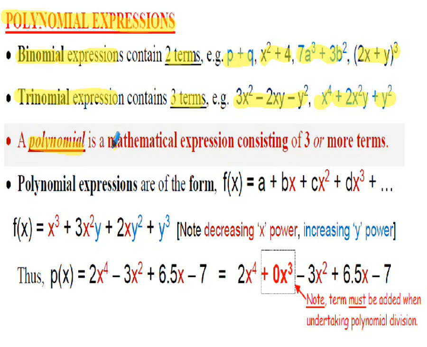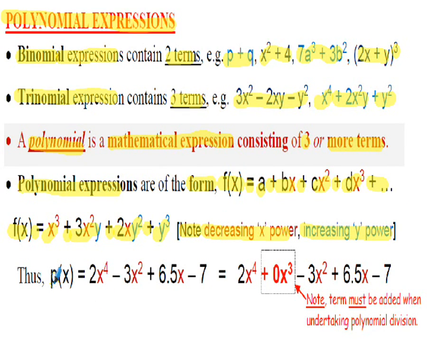A polynomial is a mathematical expression consisting of three or more terms. The polynomial expressions are of the form f(x) equals a plus bx plus cx squared plus dx cubed, etc. So f(x) equals x cubed plus 3x squared y plus 2xy squared plus y cubed. We need to note that the powers of x are decreasing from left to right and the powers of y are increasing from left to right.